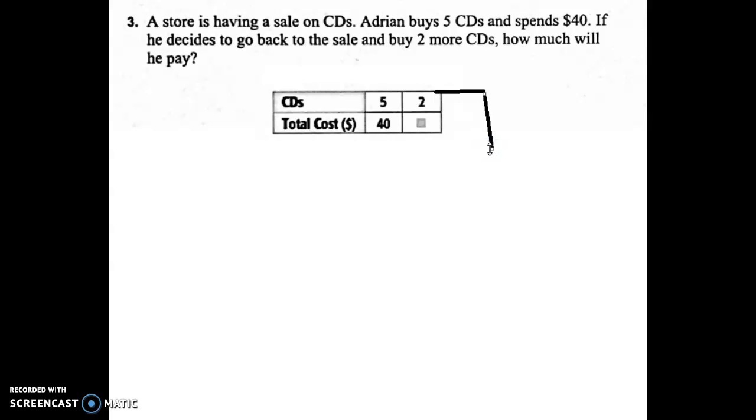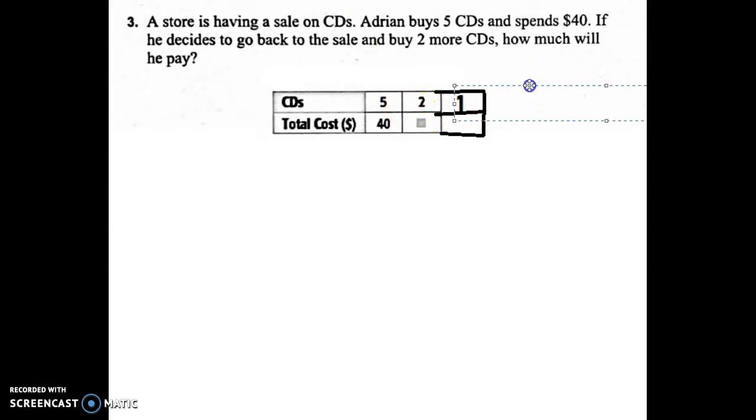Oh man. So what I'm trying to do here is I'm adding to my table. I'm adding an extra table here. Now, how do I turn 5 into 1? Because I want to know how much it costs for 1 CD.